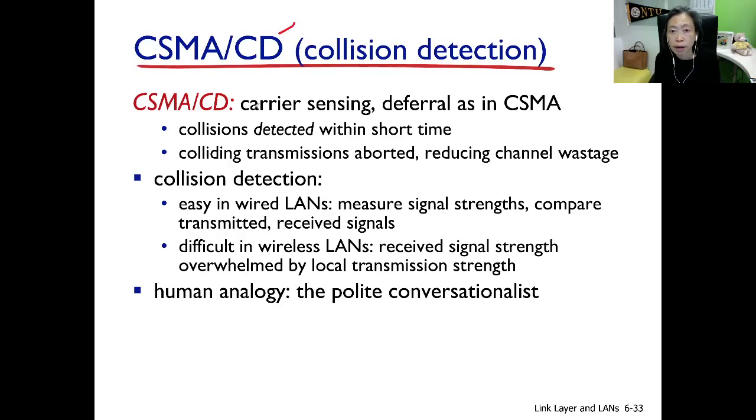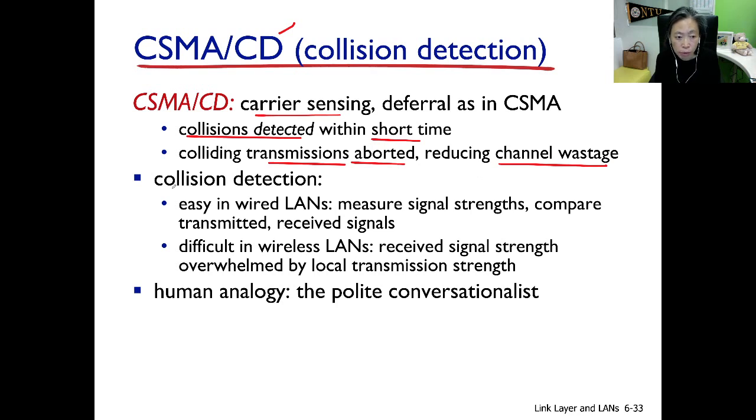CSMA/CD is a variation of CSMA, so it does also have the carrier sensing modality. The focus of this mechanism is this: collision detection. It will try to detect collision as fast as possible, and upon detection, abort the transmission as fast as possible, therefore reducing the channel wastage.